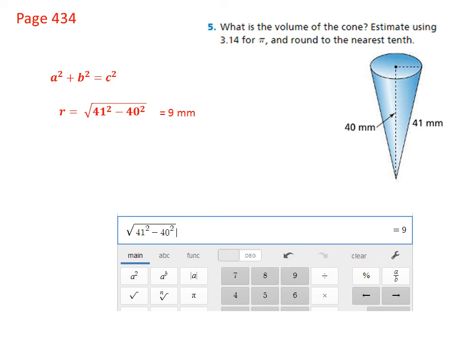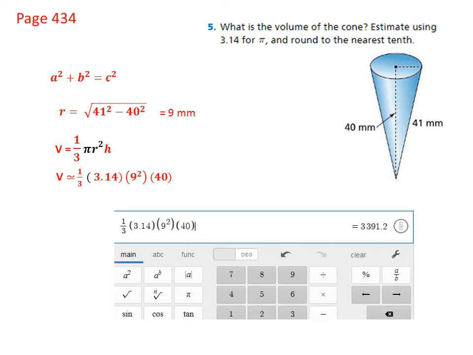Now we can find out the volume of this cone using our formula. V equals 1/3 pi r squared h. Instead of pi, put 3.14. Instead of r, we'll use 9. And instead of h, use 40. Now, use your calculator to find out the answer. Yes, the answer is about 3,391.2 cubic millimeters.